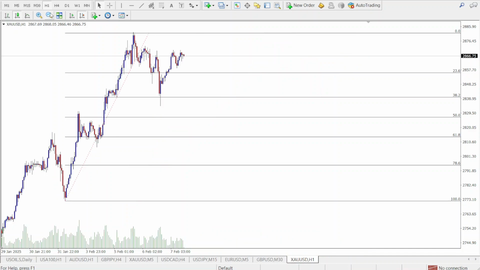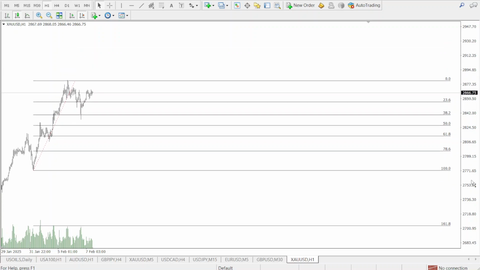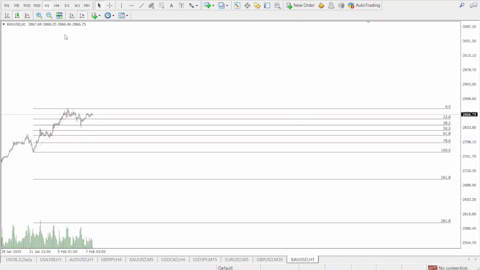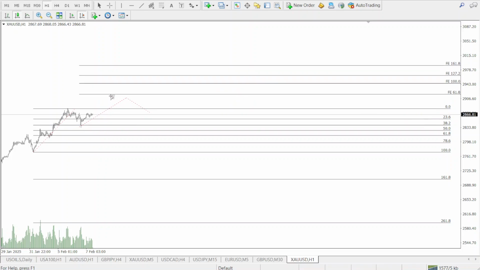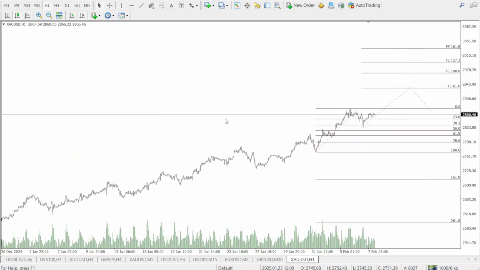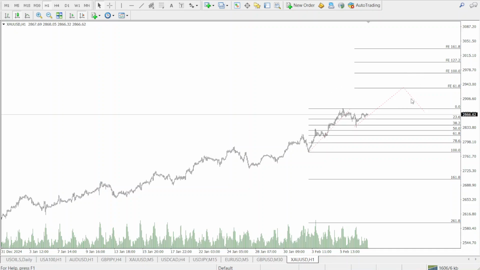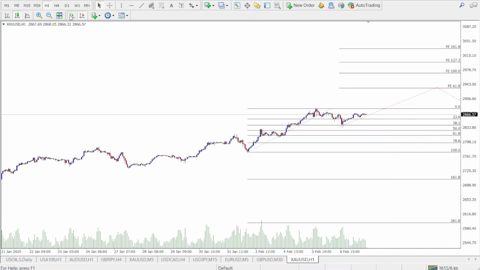Then, as for the Fibonacci extension levels, I'm going to add the Fibonacci extension right now. The Fibonacci extension helps traders to predict where price might move next after breaking through key levels.